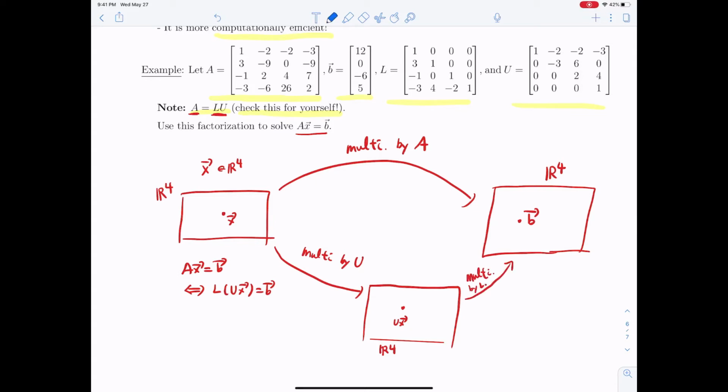So let's say U times X is Y. Then we're going to solve two different equations. The first one is L times Y equals B. And then once you solve for Y, we can get X by solving UX equals Y.